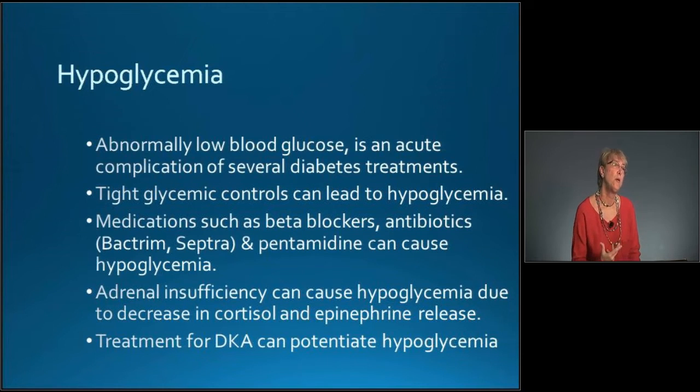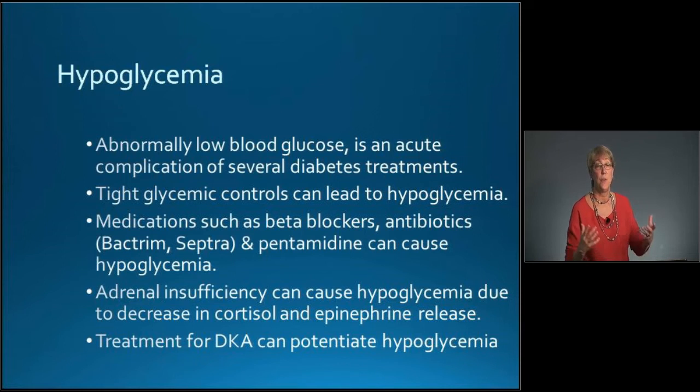So moving along, another problem that we may see. We were just talking about adrenal crisis and hypoglycemia, so let's take a look at hypoglycemia itself. It's a very basic problem, one that we see quite frequently, and it's actually one that we perpetuate in the hospital setting at times. It's an abnormally low blood glucose, and can be an acute complication of several diabetic treatments.